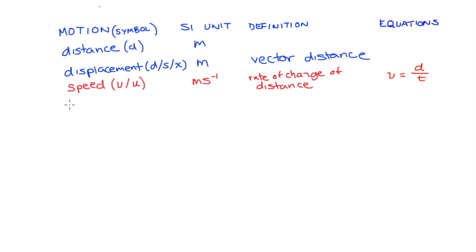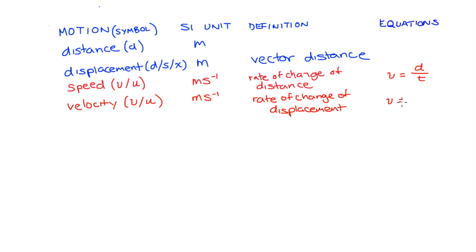And now let's do velocity next. So velocity, which can also be represented by a V or sometimes a U, and because it uses the same units, it's meters per second, but in fact the definition differs in that it is the rate of change of displacement. We'll give it velocity is equal to displacement over time, just to differentiate the variables a little bit so that we know which one is which. Velocity is displacement over time, while speed is distance over time.